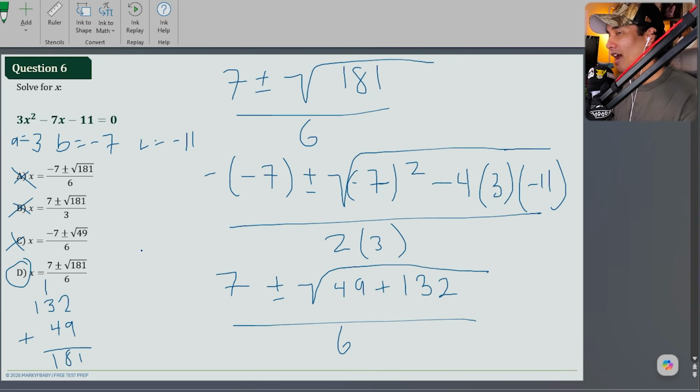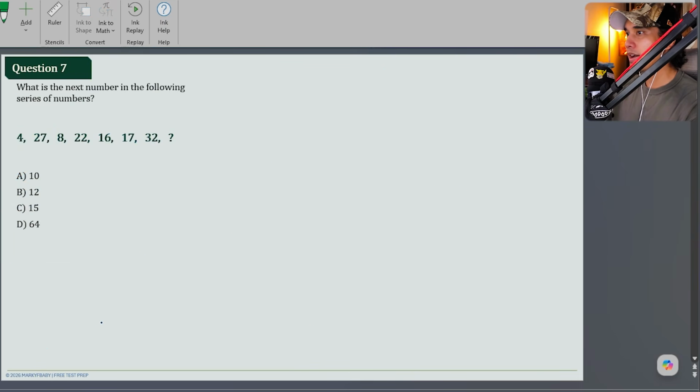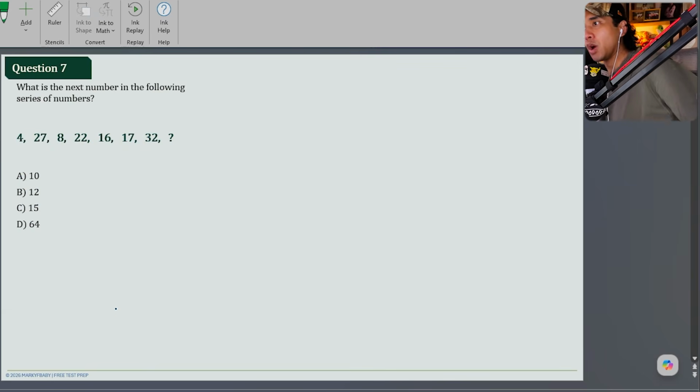Okay? You may or may not find these on the test. Okay? Shortcuts are like unwritten rules. You may or may not get them. All right? Let's go ahead and go on to question number 7. What is the next number in the following series of numbers?